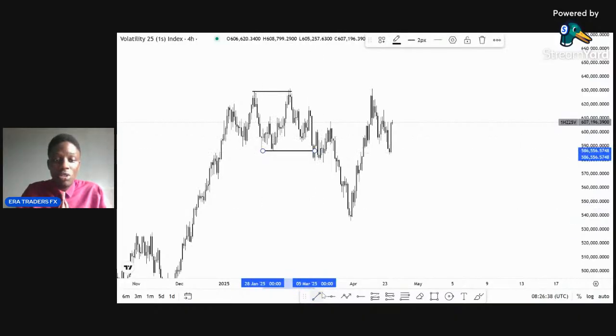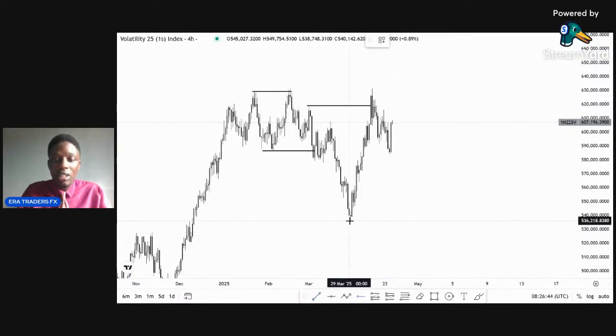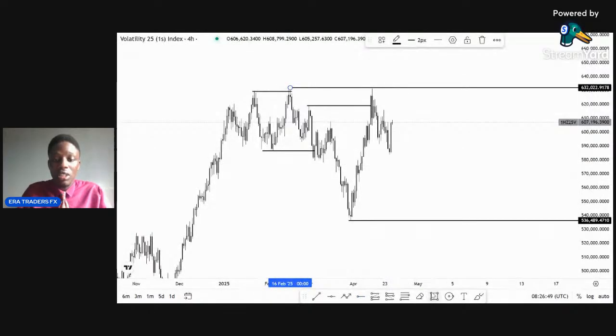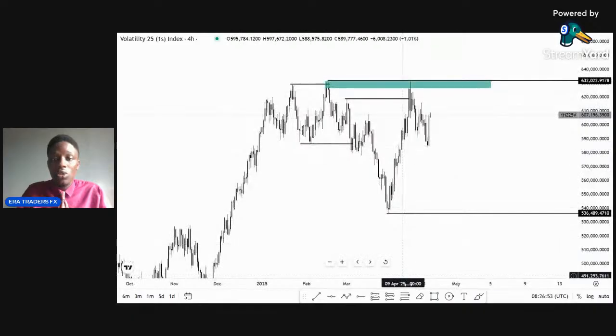They had a sweep of the high, break of structural liquidity above here, right? And now we had this low that needed to be taken out. This is our strong high that's protected, and we had our POI right above there. So we are looking for sales until it gets to this level, right? Basically.